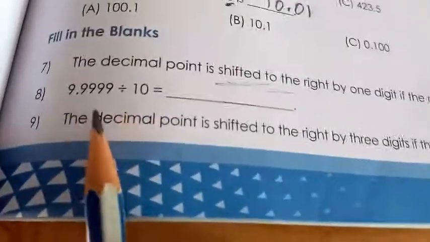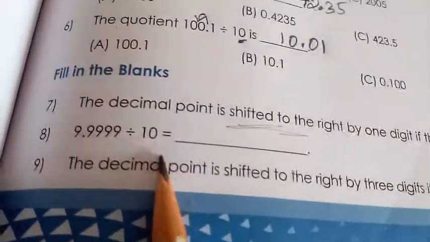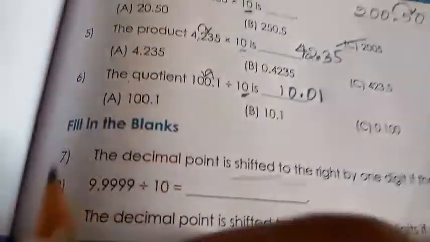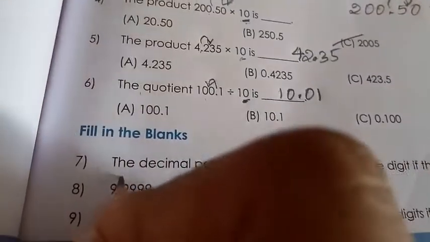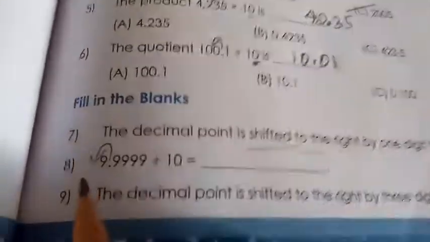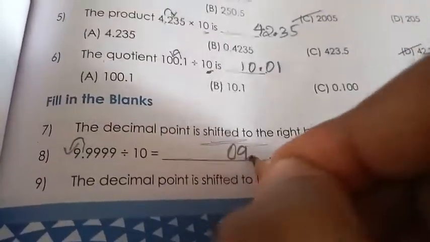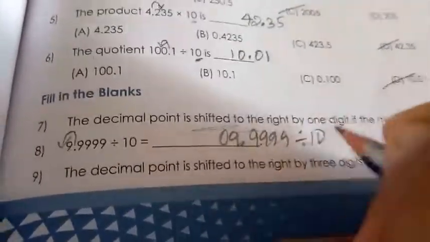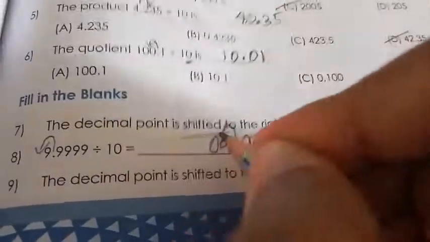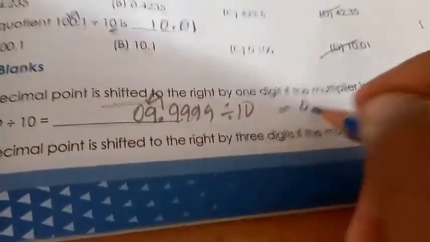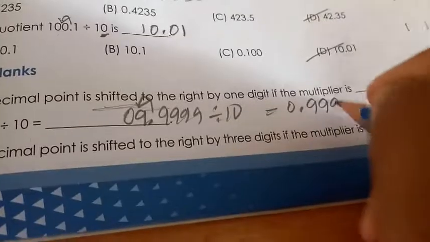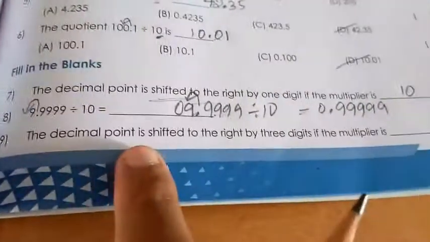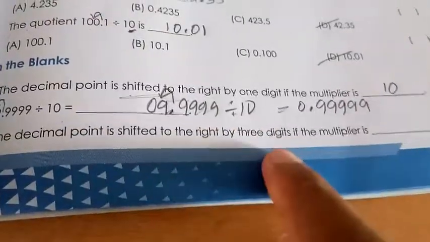Next, 9.999 divided by 10. So shifting the decimal point to the left side by one digit. There is no number here, so you can take 0 here. 9.999 divided by 10. So now shift it by one place. So the answer will be 0.9999.